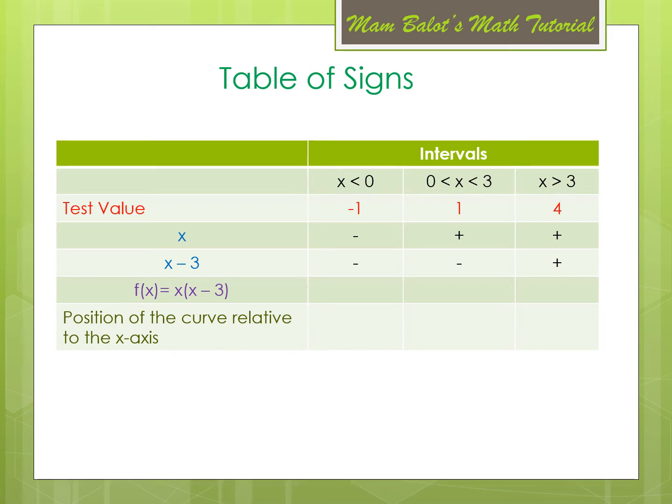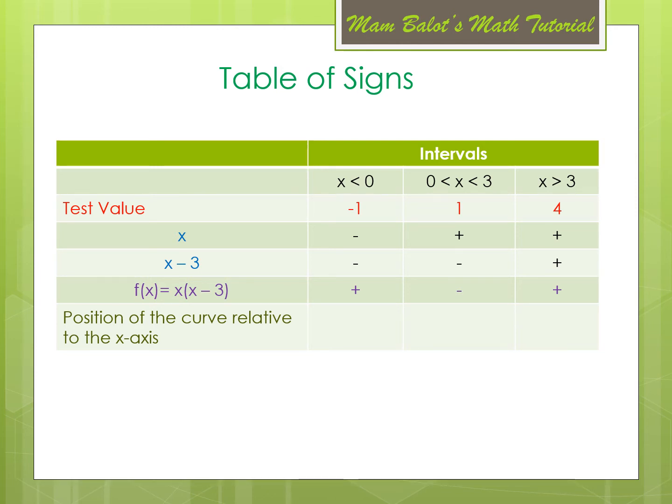And now for the sign of the whole function, we will multiply the resulting signs of the factors in each interval. So for the interval where x is less than 0, we have negative times negative, so that becomes positive. For the interval where x is greater than 0 but less than 3, we have positive times negative, which is equal to negative. And for the last one, we have positive times positive, so that is positive.